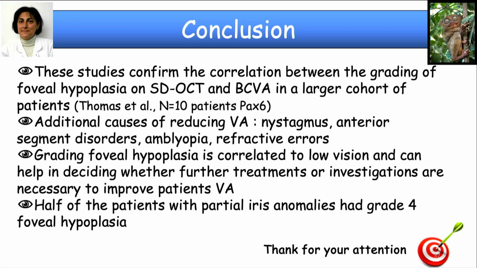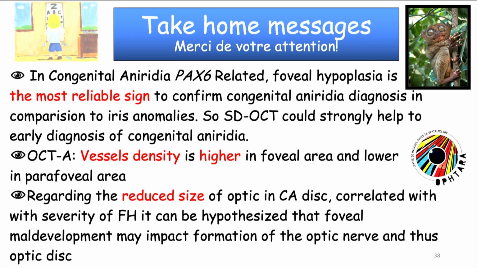And half of the patients with partial aniridia had grade 4 foveal hypoplasia. For the two studies, the most reliable sign for PAX6-related aniridia is, of course, hypoplasia, but also vessel density is higher in the foveal area and lower in the parafoveal area in PAX6-related congenital aniridia patients. And the reduced size of the optic disc is also correlated with the severity of foveal hypoplasia, and it can be hypothesized that foveal maldevelopment may impact formation of the optic nerve and the optic disc.